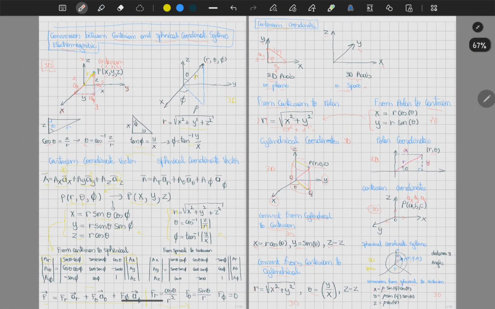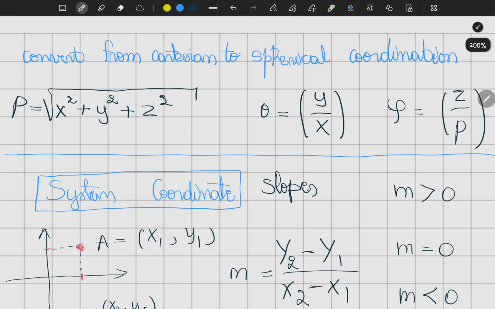Alright, let's see more. Now convert from Cartesian to spherical coordinate. This is Cartesian, and then we're going for a 3D conversion, and then this is a spherical conversion that you see here. Okay, so this is how we do it. So we move from Cartesian to spherical coordinate.